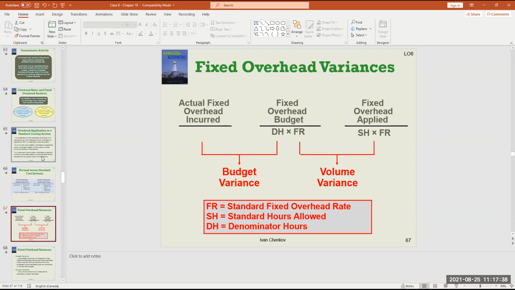So, what are we going to have here? Here we're going to have the standard fixed overhead rate, the standard hours which are allowed for the production, and the last thing, the denominator hours, which are used for the calculation of the manufacturing overhead rate.